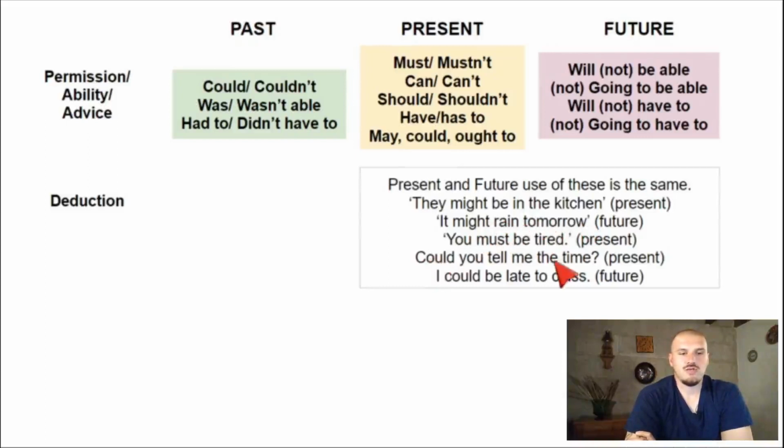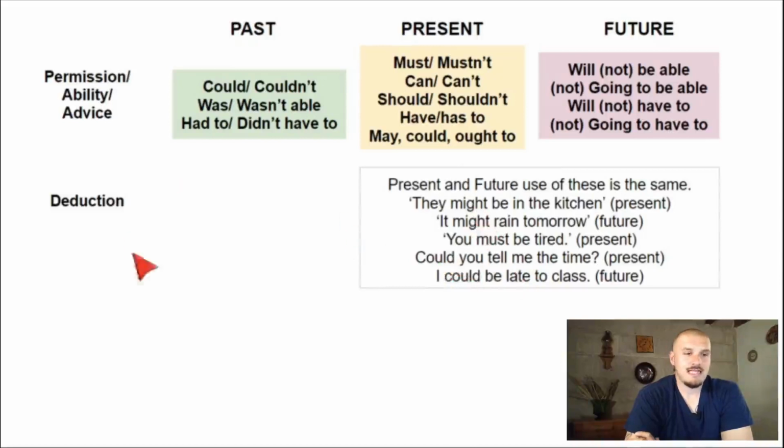Otro ejemplo es, could you tell me the time? ¿Me podrías decir la hora? Estamos hablando de ahorita. Ahorita me podrías decir la hora, present. Podría llegar tarde a clase. Estamos refiriéndonos a futuro, pero estamos utilizando la misma palabra de could or might.